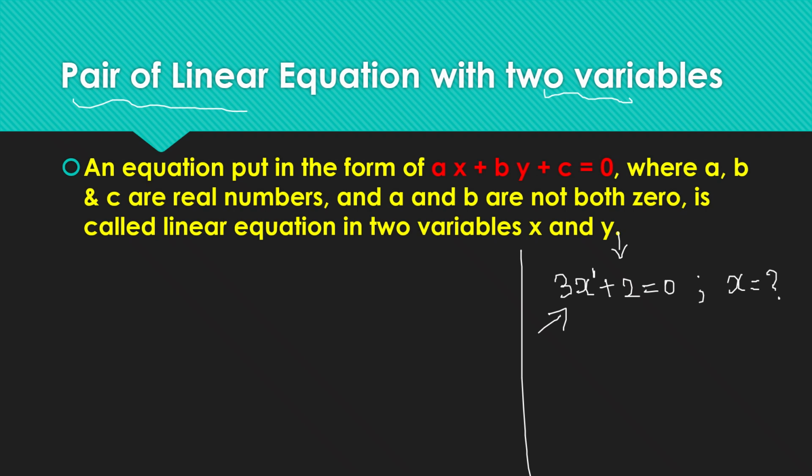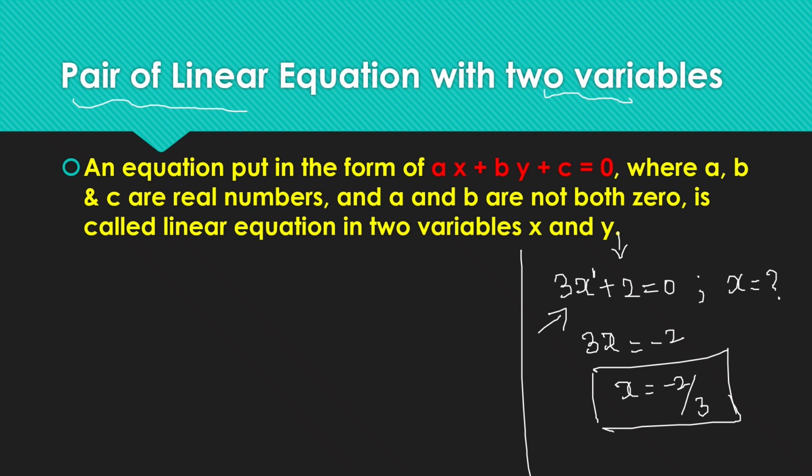So how to solve this in order to get the value of x? We will move the 2 to the other side and then we will move this 3 to the other side. So the solution for x is minus 2 by 3. What I am trying to say over here is, in order to solve a linear equation with one variable, only one equation is enough. But if my linear equation is holding two variables, then it is a must to have two linear equations, then only we can solve for two variables.